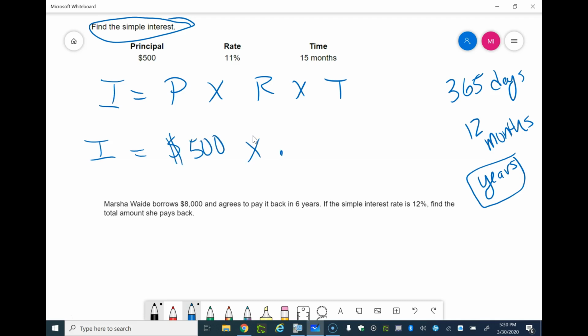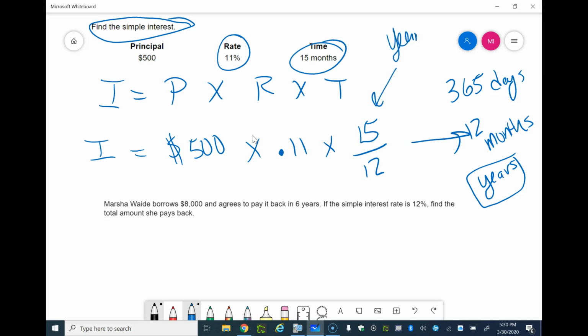Multiply by the rate, change it to a decimal. So 11%, we change it to a decimal. And then time, because it's in months, I'm going to put 15 over 12. Remember, this has to represent years, always. So if this was 65 days, you put this over 65 days, 65. So that's how you represent in years. So make sure you always represent the fraction as far as when the years is.